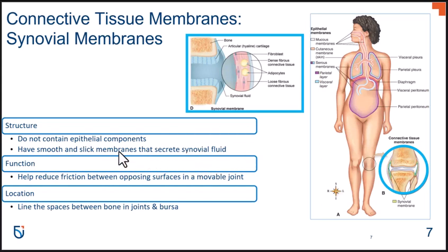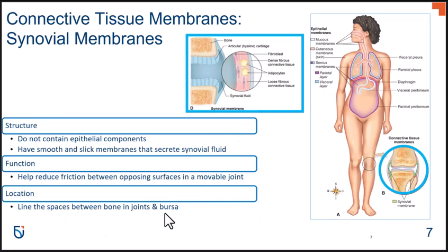And so we find synovial membranes within joints or as part of joints, where they produce that fluid to help prevent friction between the opposing surfaces of your joints. So if we look here, we can see that we have synovial membranes that are going to produce synovial fluid to help prevent friction.